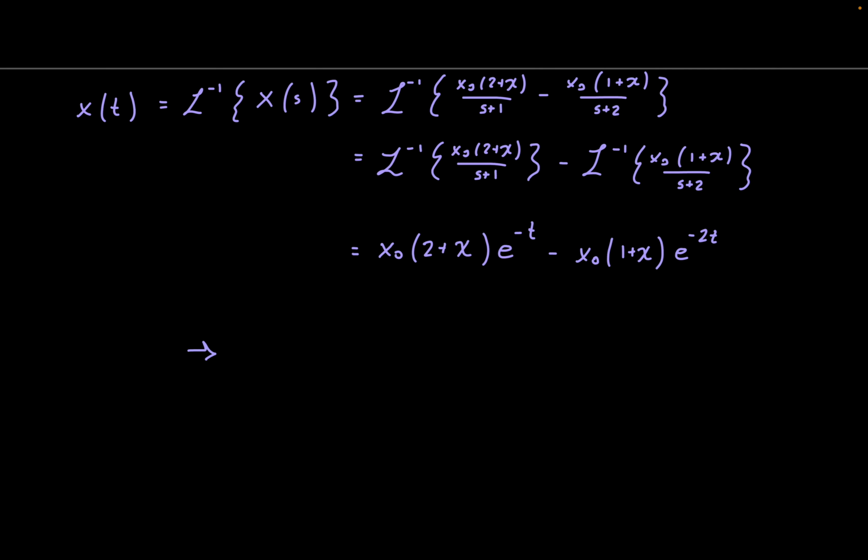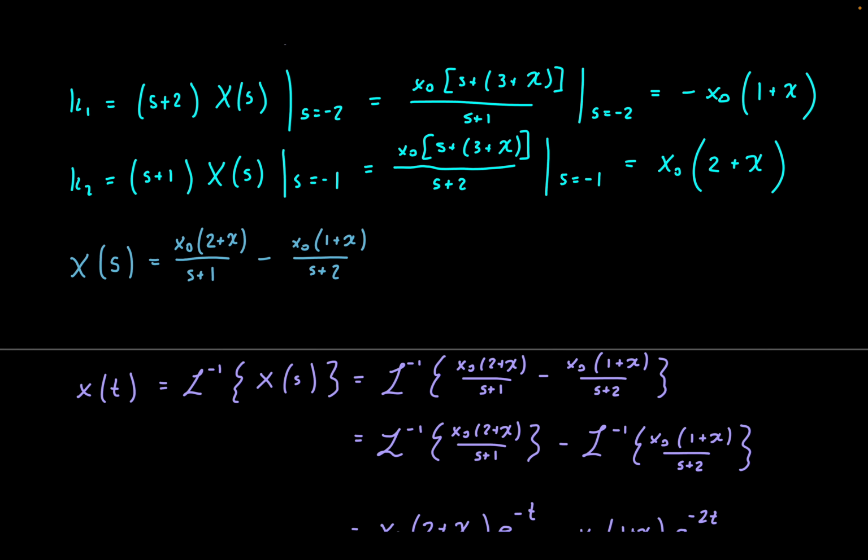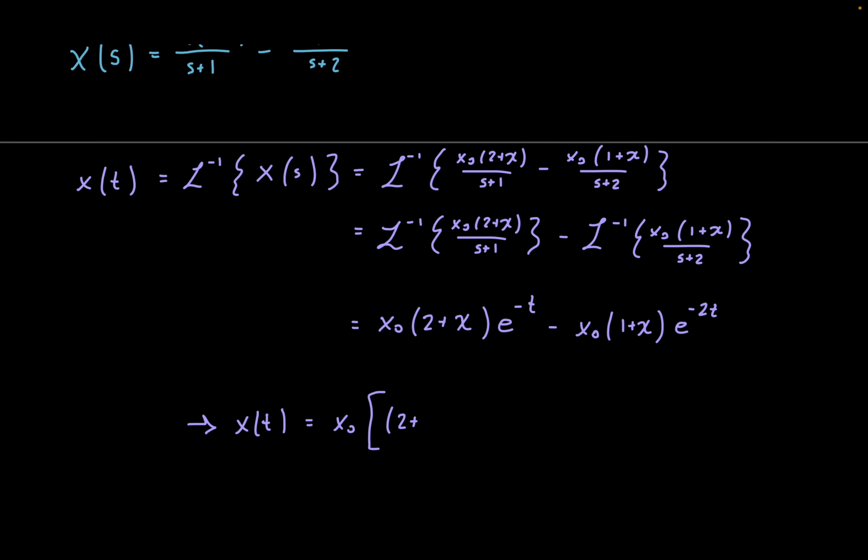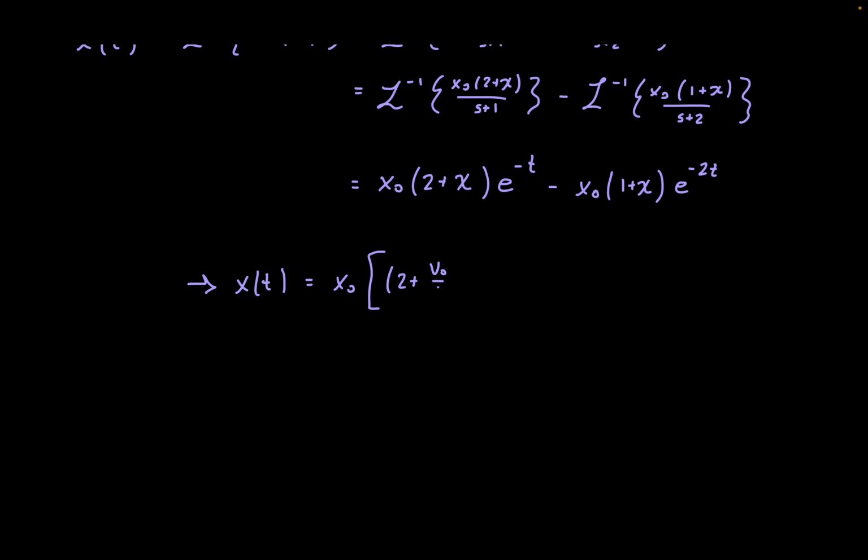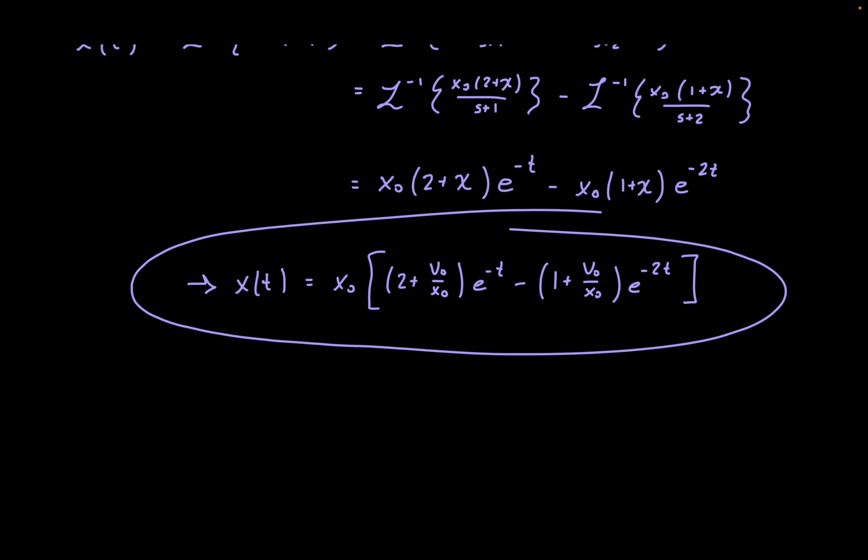So we can simplify this just a little bit more. We can say x of t is going to be equal to x naught, and we'll have 2 plus, and then we'll substitute our chi back in. Where our chi, remember from before, was v naught divided by x naught, times e to the negative t, minus, oh, we pulled out our x naught, minus 1 plus chi, which we're going to substitute for v naught divided by x naught, times e to the negative 2t. And we just solved an ODE using a Laplace transform.